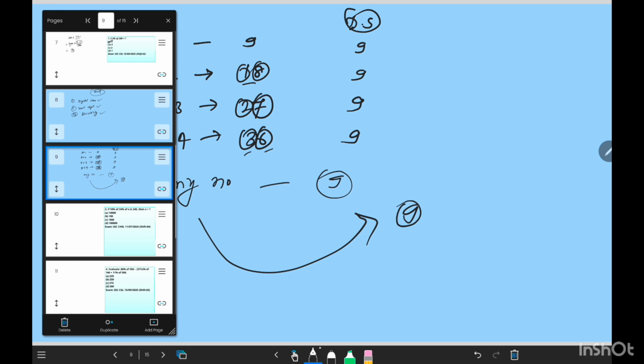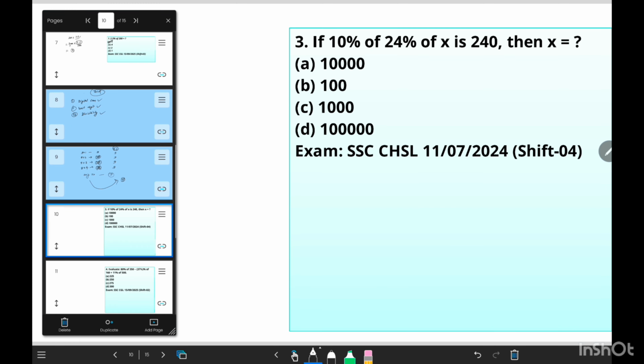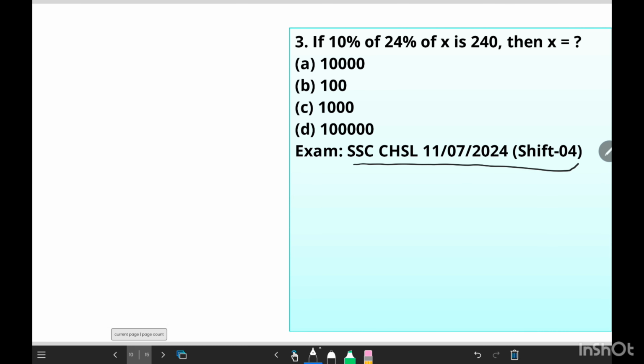So we have solved two questions. Now we are going to solve the third question. And see, it is not that I am giving you a very simple question; this was also asked in the examination, right? You see that SSC CHSL in shift 4, it was asked, right? So now we are going to solve this question, and this is very easy.